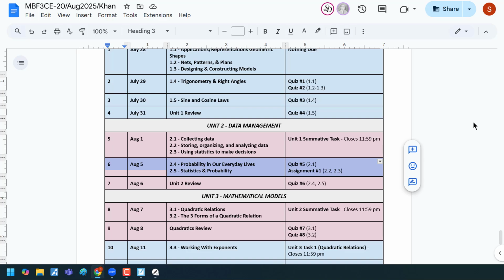And as always, let's take a look at the course outline to see what we need to do today. So I've already highlighted today's, the sixth lesson of this summer school, August 5th, and we are working on 2.4, 2.5 probabilities. Today there's a quiz and an assignment due, so make sure you check that off. This is different from assignment 1, the unit 1 task. This is assignment 1 for unit 2.